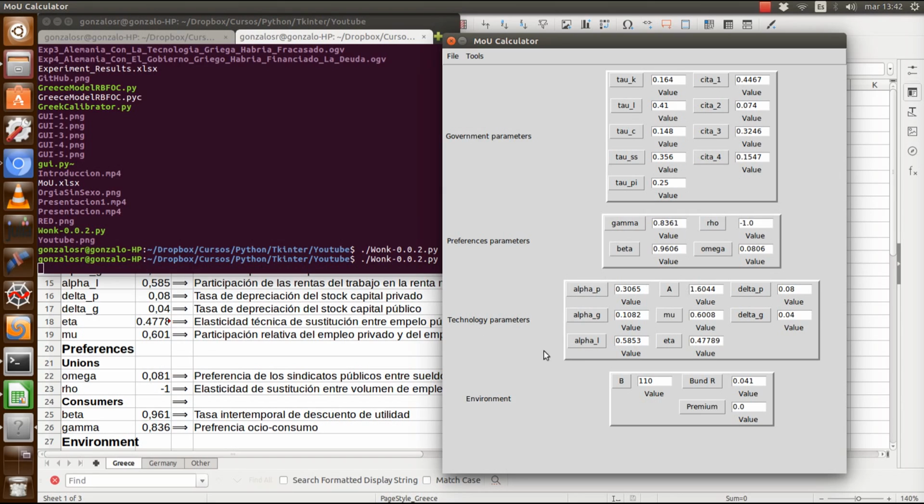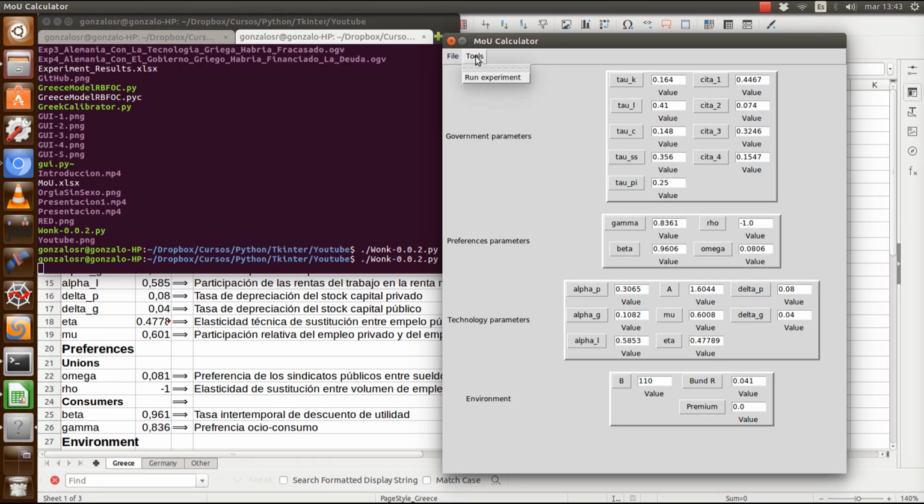Then finally we have technology parameters, that is, a Cobb-Douglas with a nested CES function for public and private labor. And we have the total factor productivity parameter, and two deltas that are the depreciation rates for private and public capital respectively. And here we have the environment, the debt environment of the Greek government, where you can see that it had quite bulky debt, 110% of GDP, and the value of the bond.